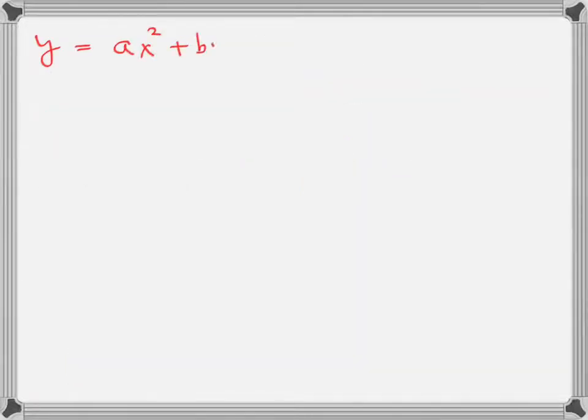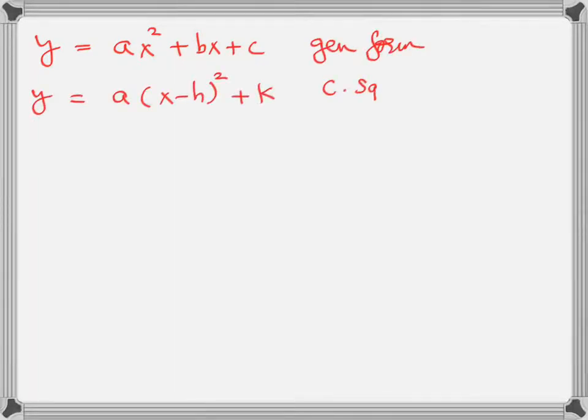y equals ax squared plus bx plus c, that's the general form. y equals a times (x minus h) whole square plus k, that is the standard form for the completing the square method. a is the coefficient of x squared in the general form. a is still the coefficient of x squared in the completed square form. Now, what does a stand for? What does h stand for? What does k stand for?